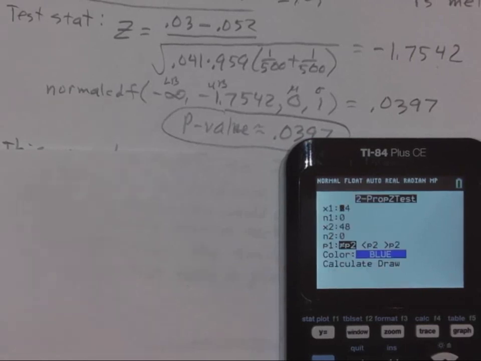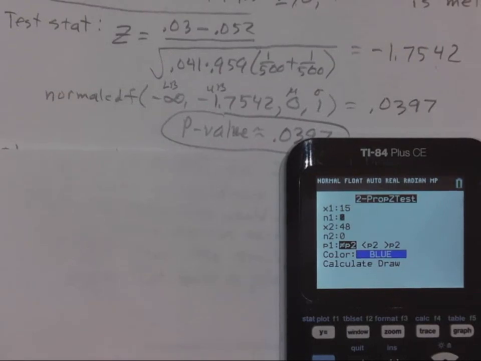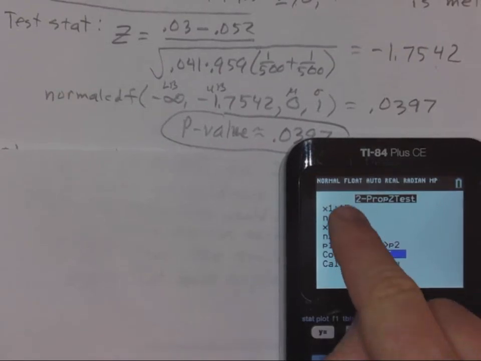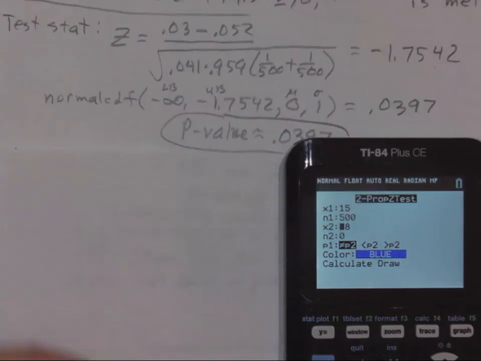So we have 15 out of 500, that's my first sample. Those have to be integers, of course. And then the next one is 26 out of 500. So this would be 26 out of 500, like that. The alternative is less than. And then calculate is, boom.